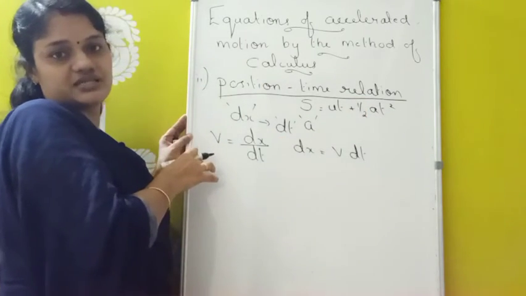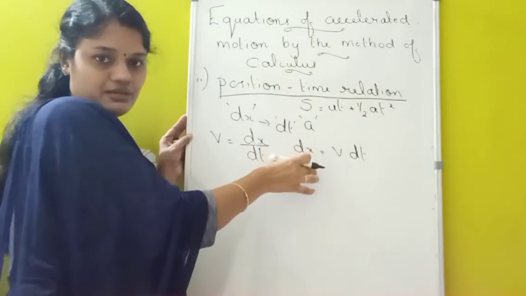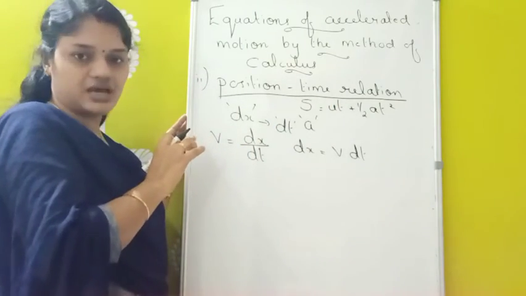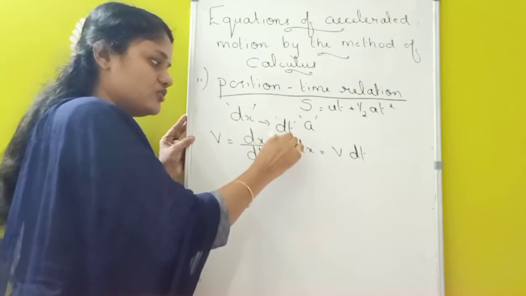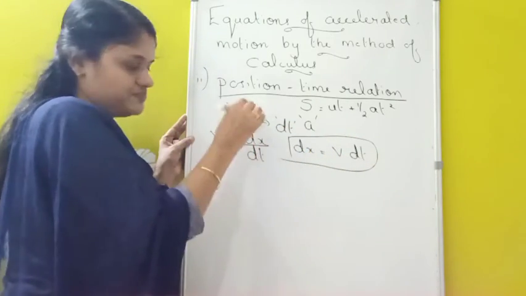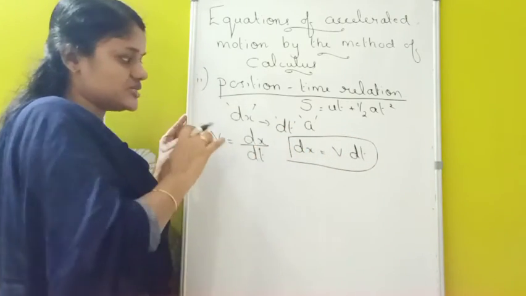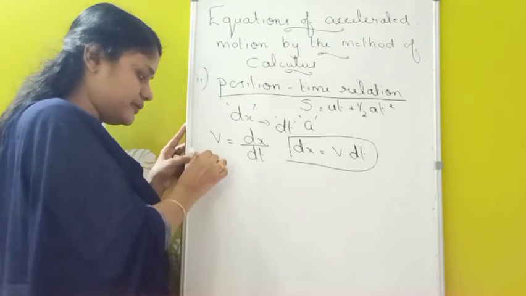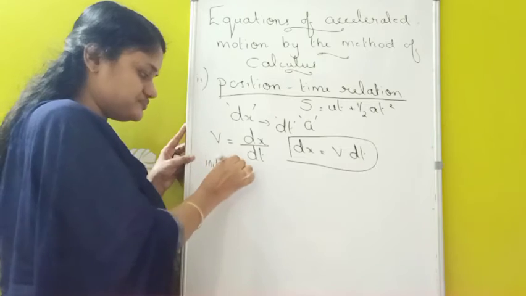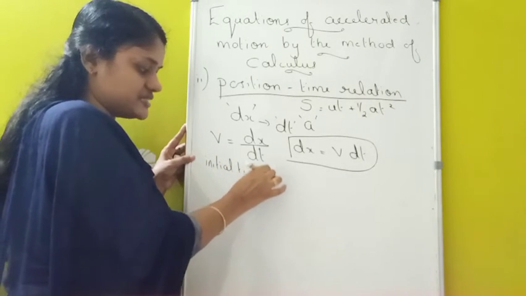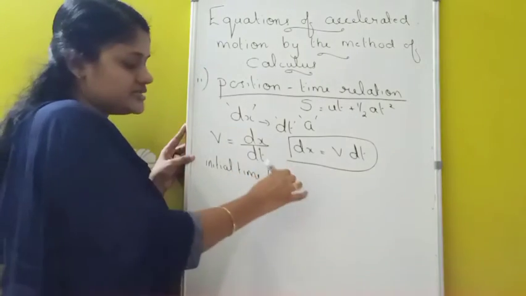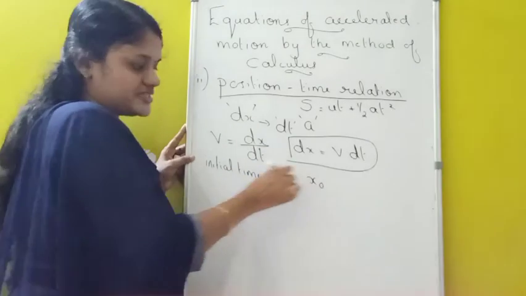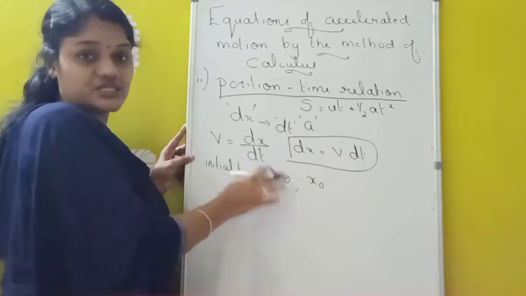S equals ut plus half at square. That means by the method of calculus, we are deriving this S equals ut plus half at square. Now we have to integrate this quantity. Before integration, suppose at time t equal to 0, that means at the initial time, the displacement of the particle we are taking as x0. So x0 is the displacement of the particle at time t equals 0.